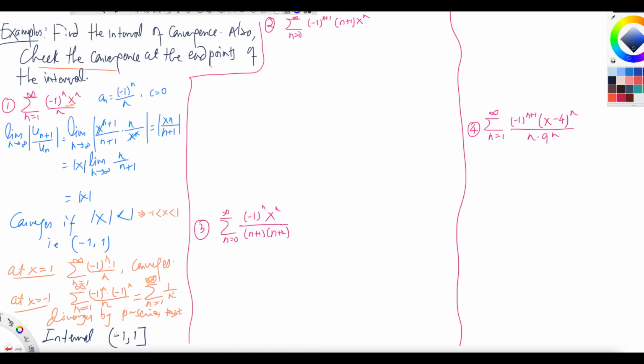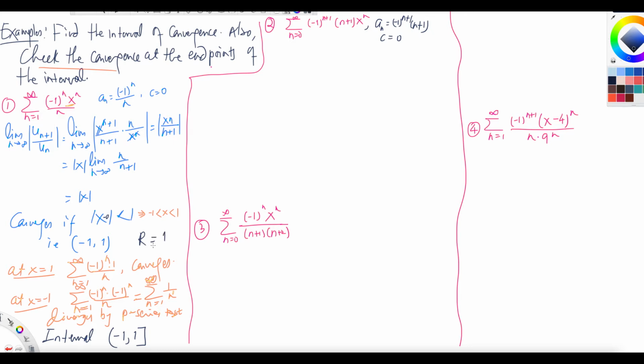Okay, let us see some more examples here. Another example that I'm taking is, I think, question number 18 from your book. This is also a power series, with a_n equal to negative 1 to the n plus 1 times n plus 1, and c equal to 0 here. You see that this is also x minus 0 to the n, as in the previous example. That's why the radius of convergence is 1 here.